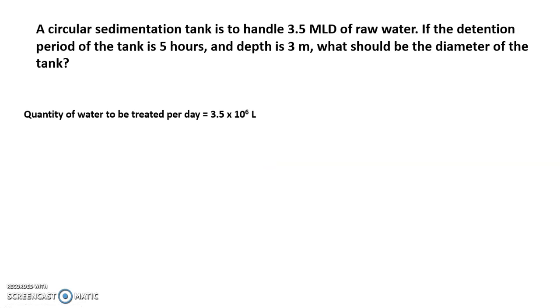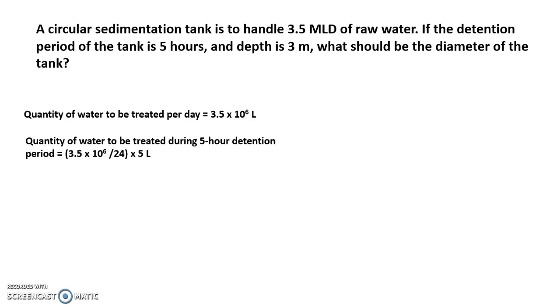So the quantity of water to be treated per day is 3.5 into 10 raised to 6. It is million, so 10 raised to 6 liters. This is per day. In between, you can also have an additional step. The step is: quantity of water to be treated per day is given, so you can calculate the quantity of water to be treated per hour. That is 3.5 into 10 raised to 6 divided by 24, that is per 1 hour.